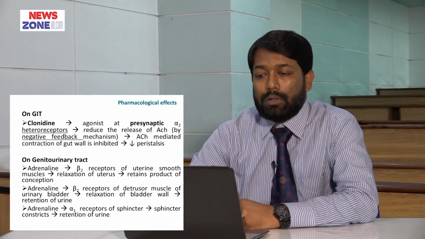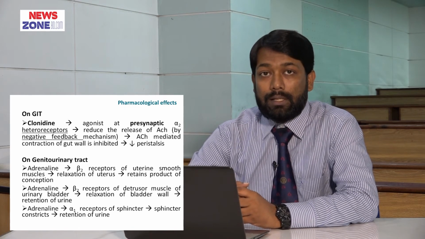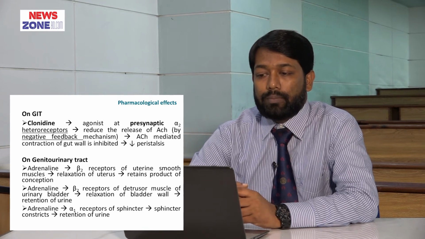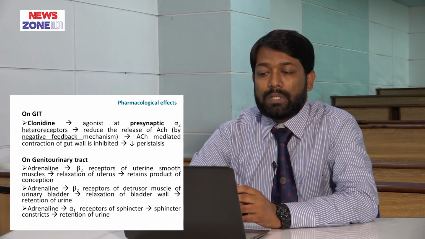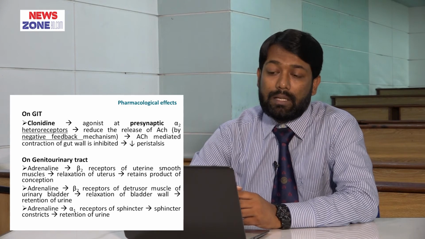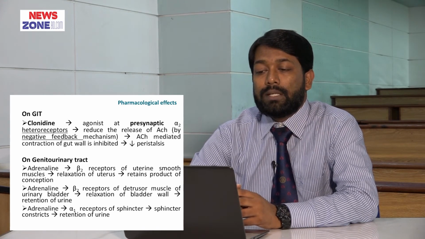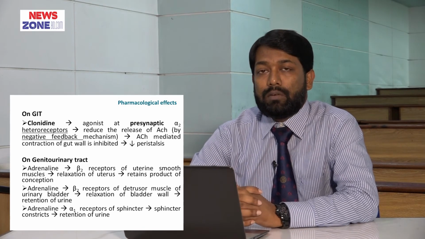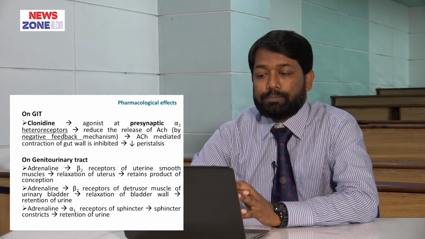The next slide is showing the effects of clonidine on GIT, gastrointestinal tract. Clonidine is an agonist at presynaptic alpha 2 heteroreceptors, reduces the release of acetylcholine by negative feedback mechanism, and acetylcholine mediated contraction of gut wall is inhibited. So, there is decreased peristalsis and ultimately constipation.